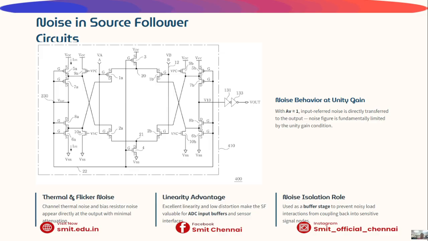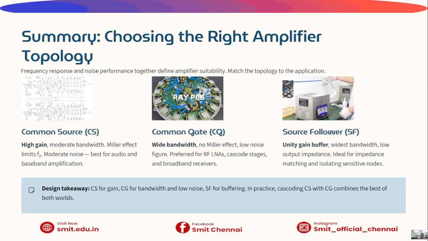Next, we see the noise in source follower circuits. The source follower has a voltage gain close to 1, which means input referred noise is directly transferred to the output. The thermal noise and flicker noise appear at the output with very little attenuation. However, the source follower offers excellent linearity and low distortion. It is frequently used as a buffer stage in sensor interfaces, analog to digital converters, and measurement systems.